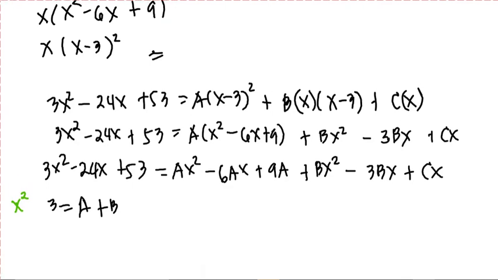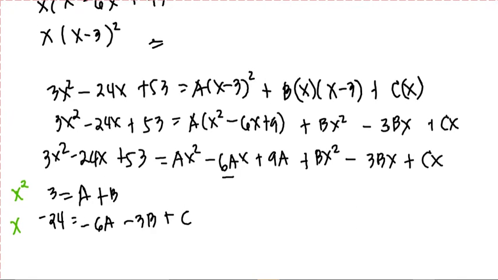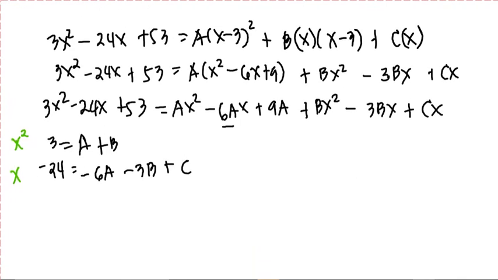Next, para sa aton nga x, we will have negative 24 is equal to, so negative 6a minus 3b plus c. So, this one ang aton nga, negative 6a minus 3b plus c.